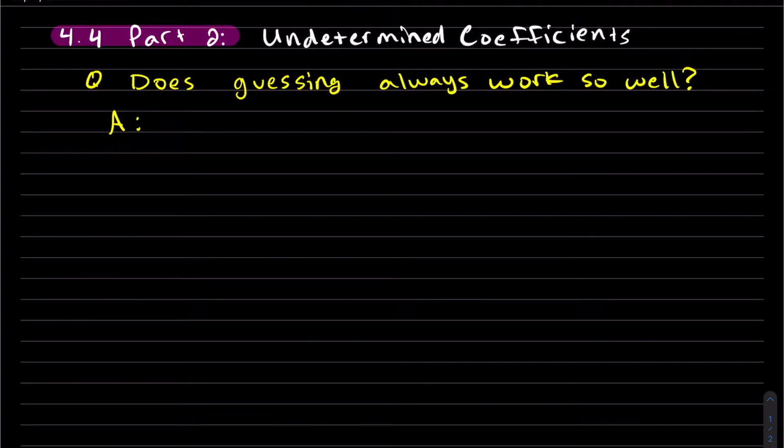Okay, so this is part 2 of undetermined coefficients. We learned some pretty basic guesses last time to guess what YP is and then plug it into the differential equations and then equate coefficients to figure it out. So do you think guessing always works so well? My answer is probably not, and that's why we have this part 2.